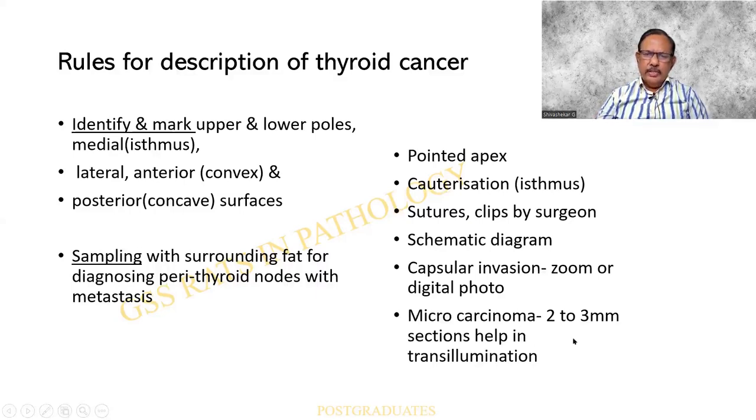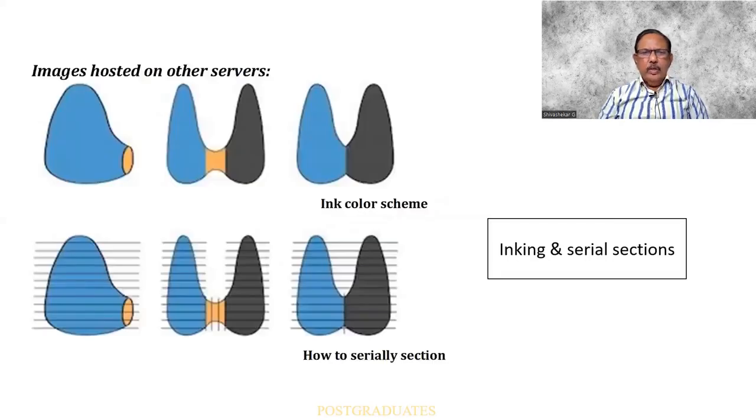I'll show you one of the pictures again. Microcarcinoma, you'll have to do it at a lesser thickness of 2 to 3 millimeters. Look at this particular picture. There is an inking that has been done. Probably there is a lesion over here, and this is the one with the isthmus. Here also an inking will have to be done, to say that this is from the isthmus as such.